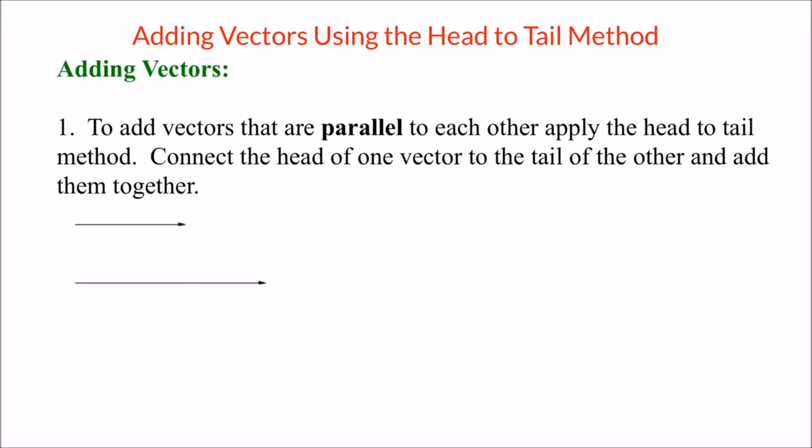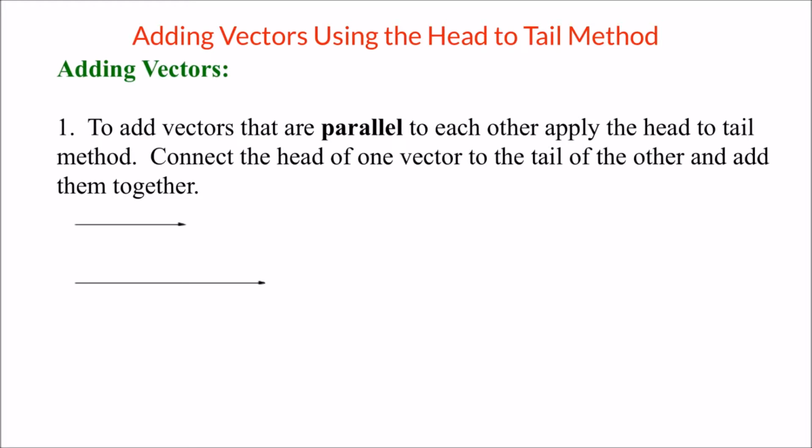So again, we're going to obey what we call the head to tail method. So here we have this first vector, and here we have a second vector, and we want to add those together. Now, you are allowed to pick up and move a vector around any way that you see fit, so long as you don't change the orientation of the vector or the size of the vector.